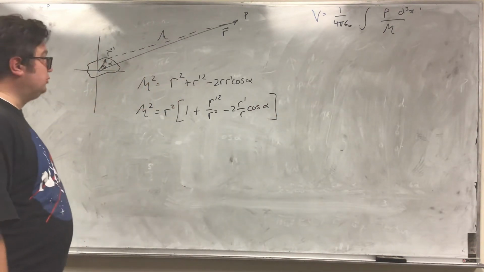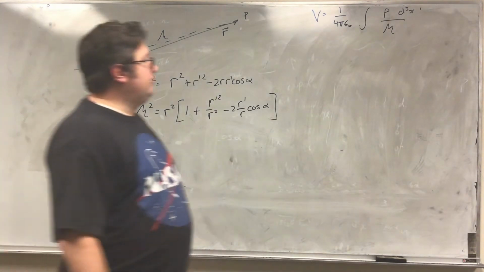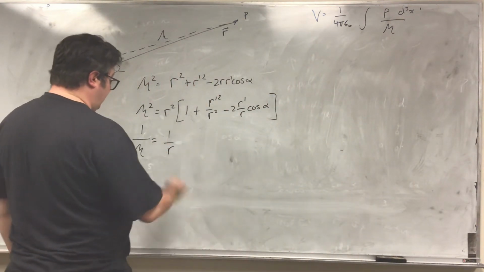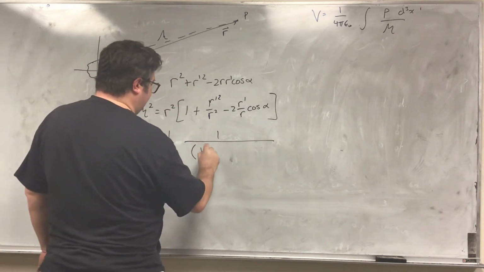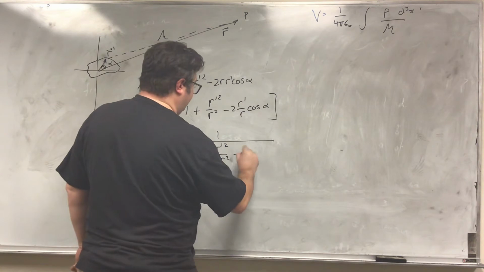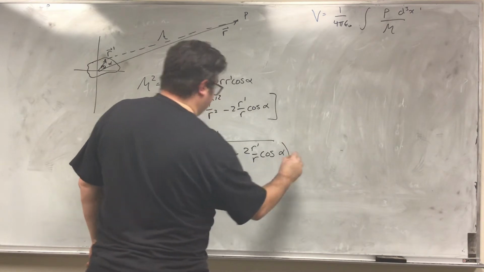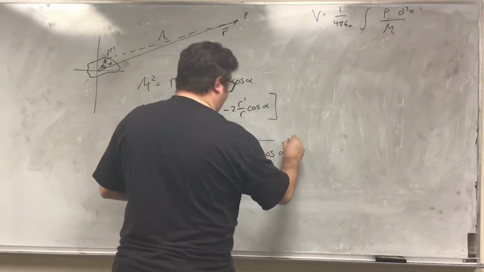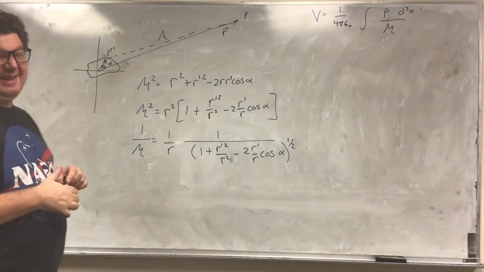And of course we're looking at the 1 over that, so what we really care about is 1 over script r, because we're going to plug it into that. So what we really care about is 1 over r, times 1 over 1 plus r prime squared over r squared minus 2 r prime over r cosine alpha, to the 1/2 power, because if I take the square root of this, I take the square root of that too. That's kind of a nasty beast, isn't it?